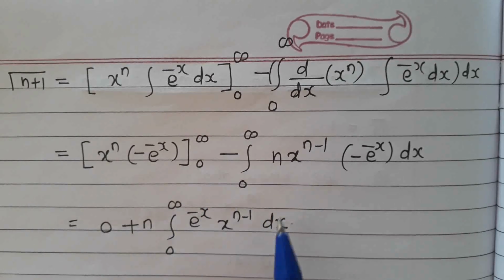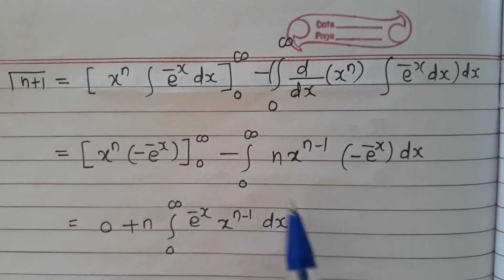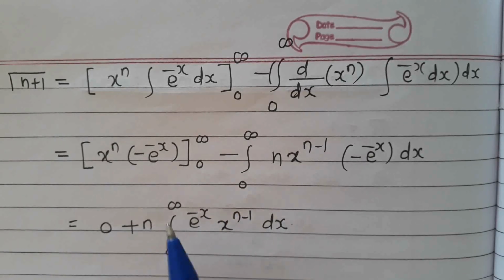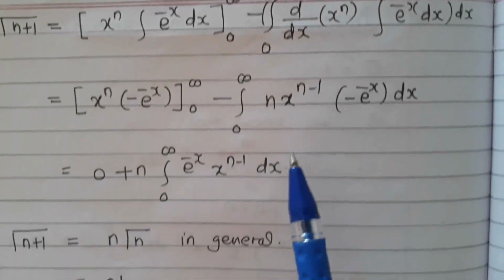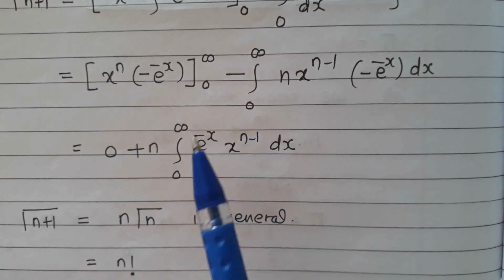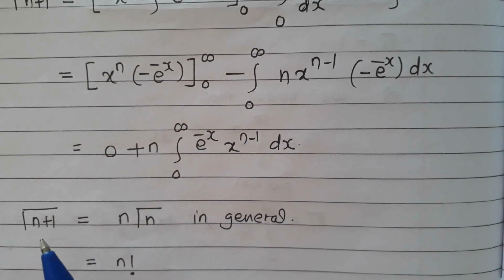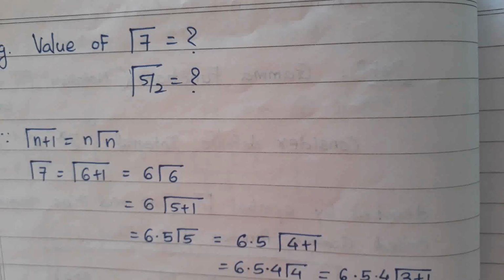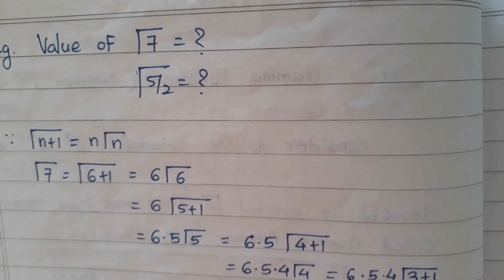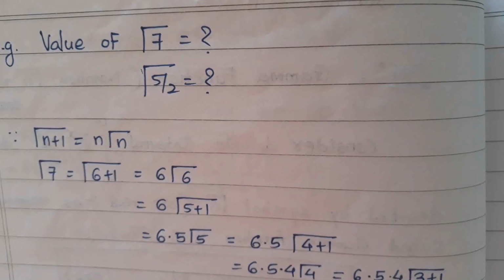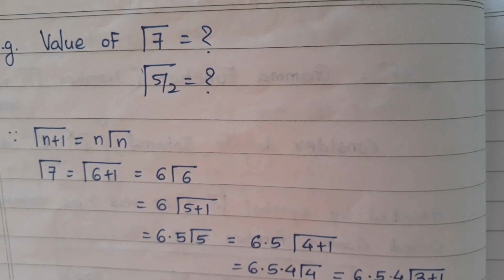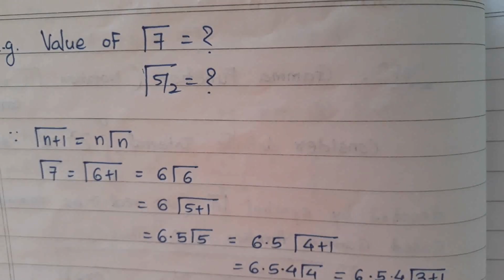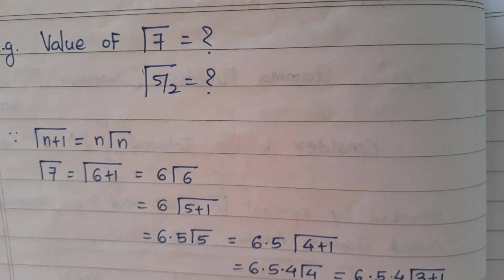If you observe the nature of this integral, it looks like the gamma function. By the definition of the gamma function, this is gamma n. So in the next step, n times this integral as gamma n, therefore gamma n plus 1 is equal to n gamma n, and n factorial in general. So this second property is also very useful in the evaluation of definite integrals. For example, we have to use this property as gamma n plus 1 equals n gamma n, as well as gamma n plus 1 equals n factorial.